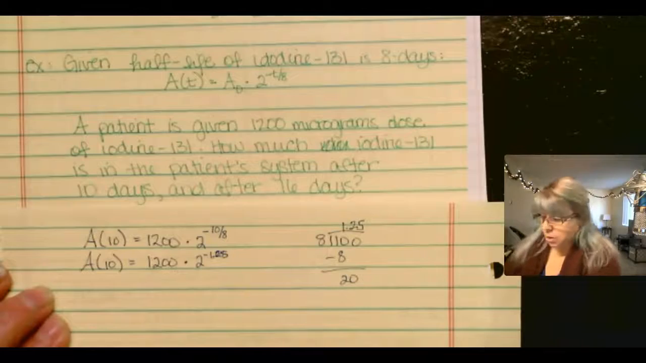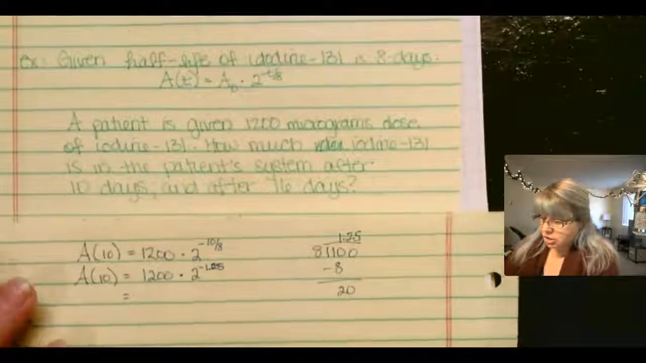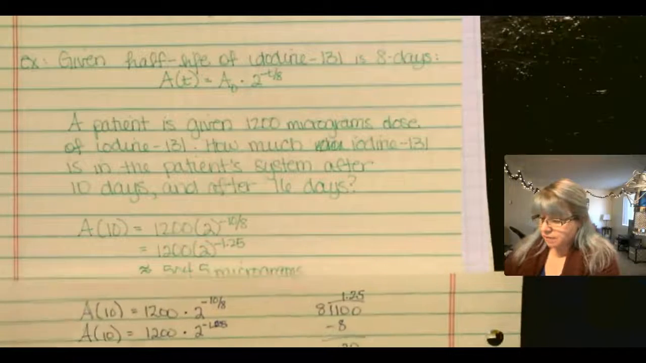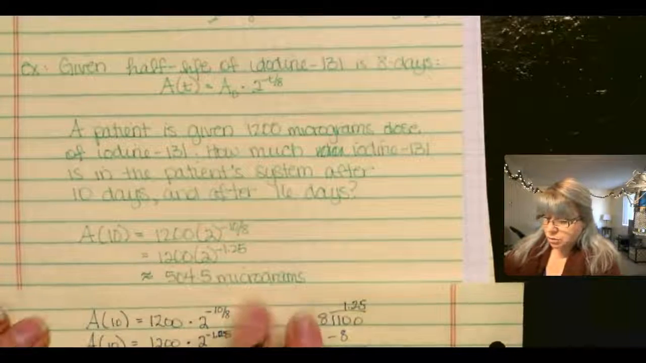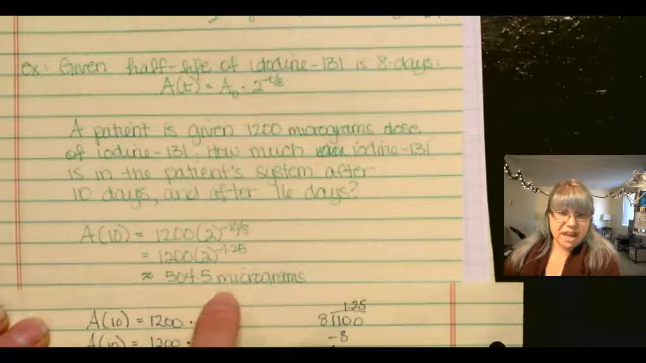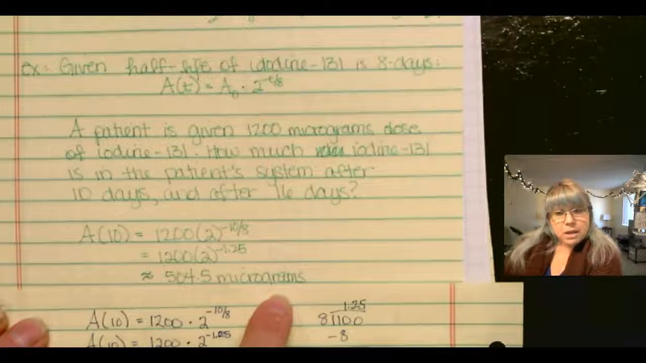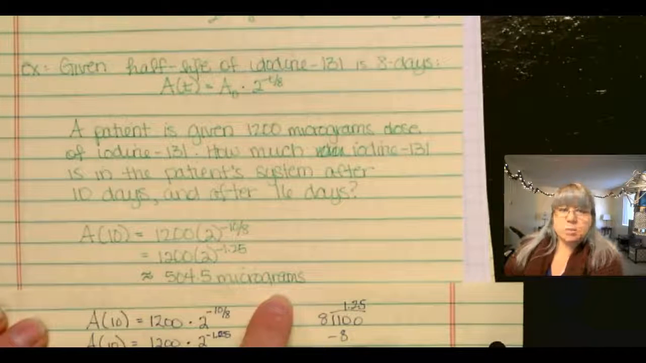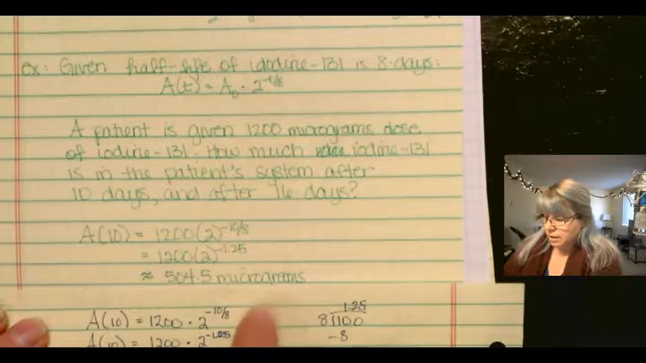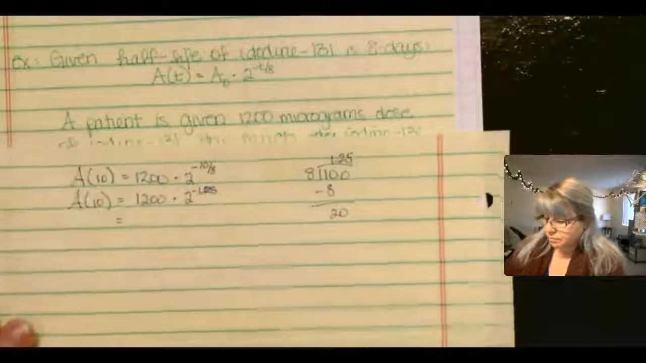Now this is a calculator problem from here on out, but let me go ahead and show you the work that I've done. Once you plug it into the calculator, it's approximately 504.5 micrograms left in the system, in the body of the patient. That's the system we're talking about. All right, so let's try 16 days.